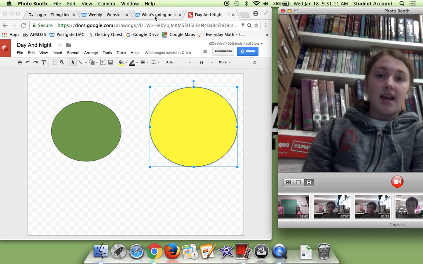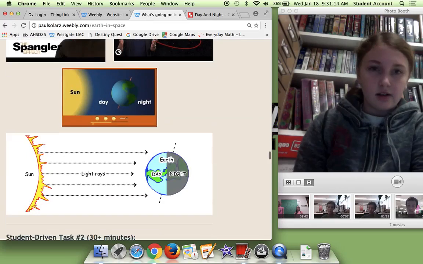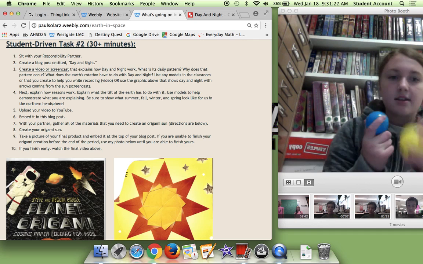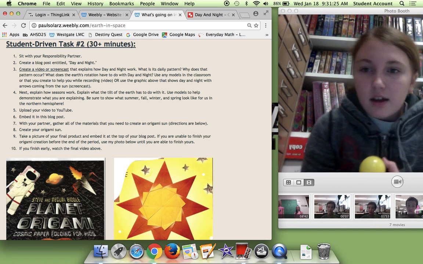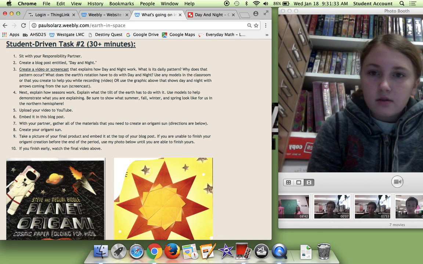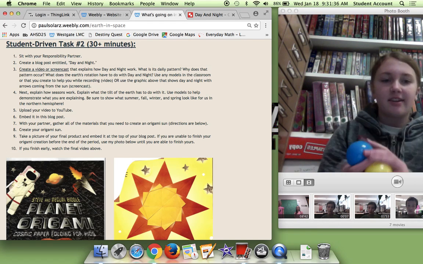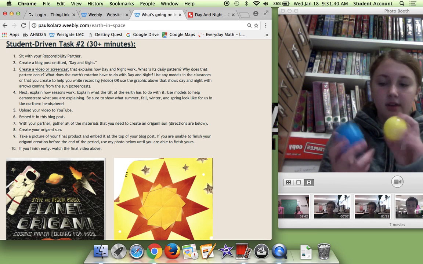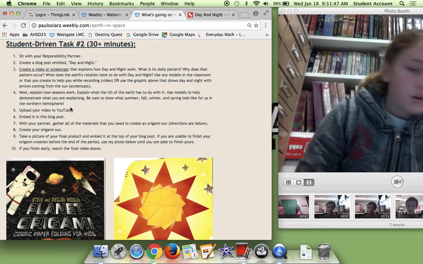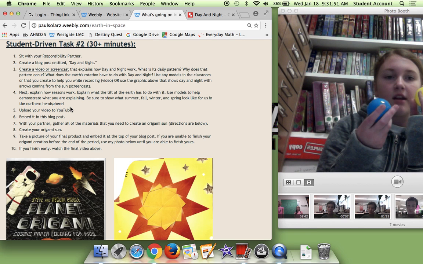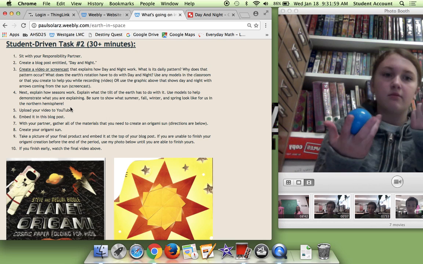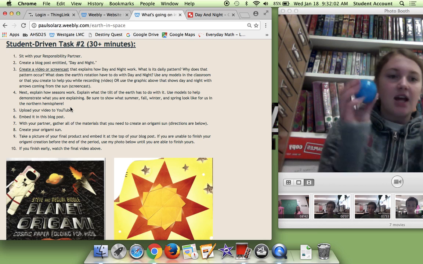So, if this is the sun, and this is the earth, to make day and night, the earth will be rotating. This will rotate and it will shine on only half the earth. So this half of the earth would be night, and this half would be day, the part facing the sun.